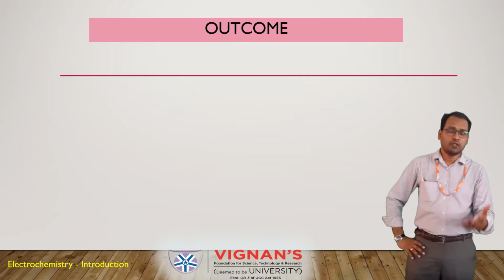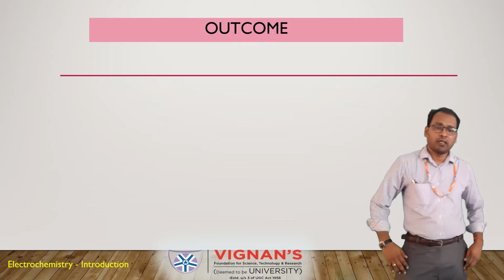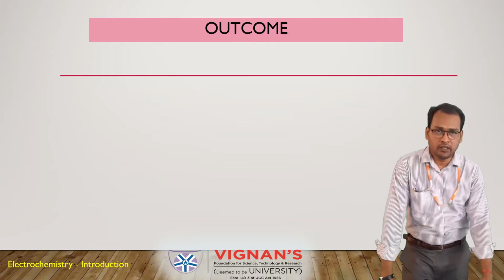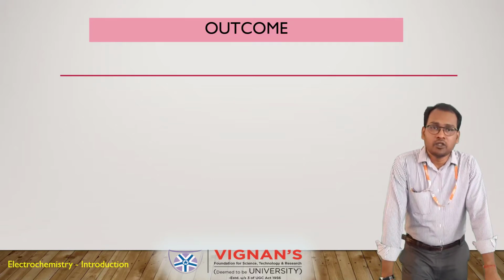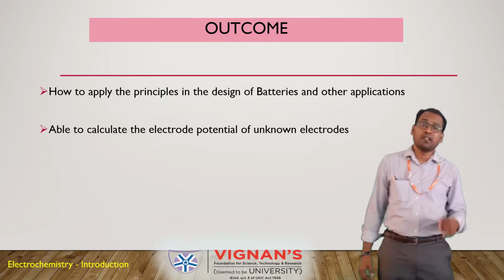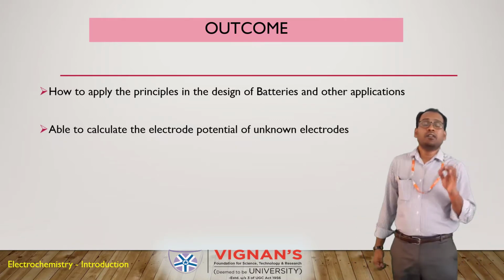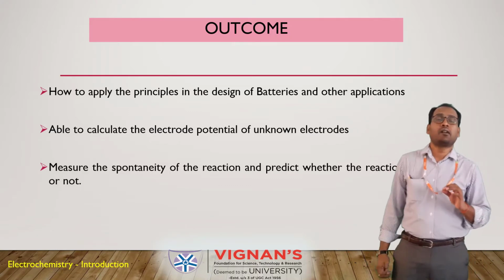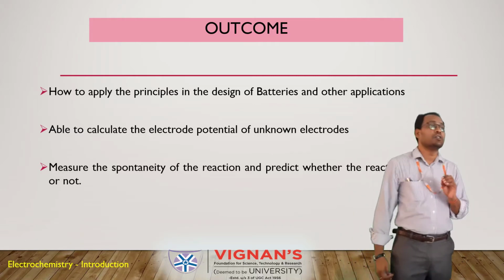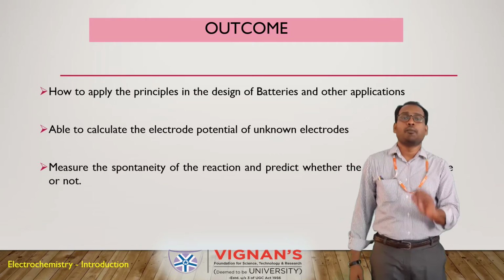Right? So once he goes through this course, he will be confident in applying the principles of electrochemistry in batteries and in other applications. So that will be one, and he can also calculate the electrode potential of unknown electrodes, which is very much essential to design a battery. And third, the student can confidently say whether the reaction is occurring spontaneously or not, or he can also predict whether the reaction is possible or not.